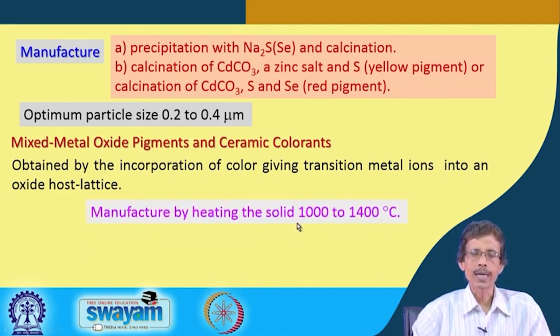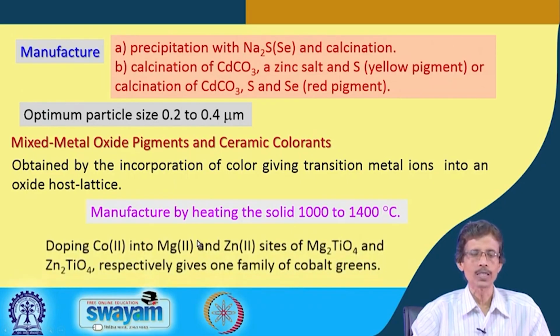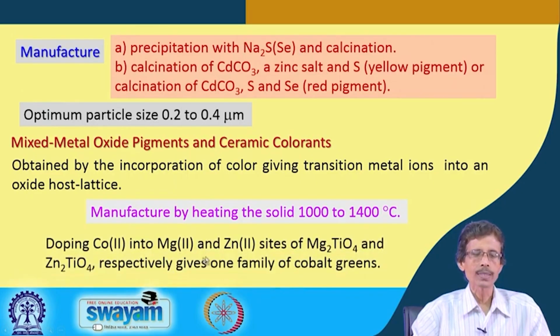which we can heat at a temperature of 1000 to 1400 degrees centigrade. So, the firing or heating of the solid at a very high temperature in the range of 1000 to 1400 is useful. So, if you consider, say, magnesium, which is not a transition metal ion, as well as zinc, it can be doped with cobalt, which is the coloring material. So, if you have both magnesium and zinc sites, in magnesium titanate and zinc titanate, and you dope both of them with cobalt, cobalt can take the positions of the magnesium as well as zinc.